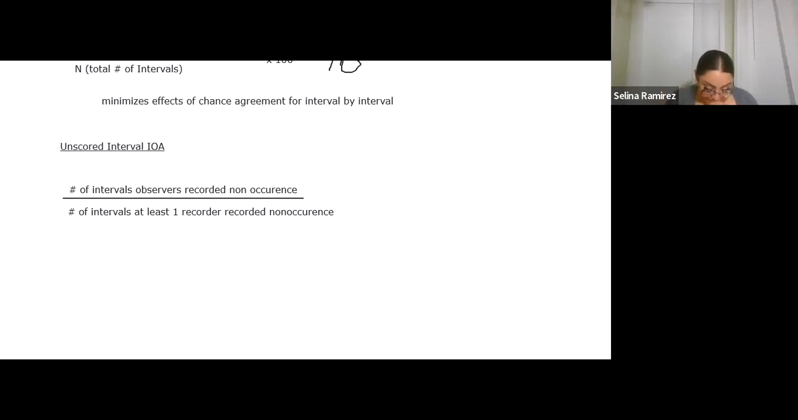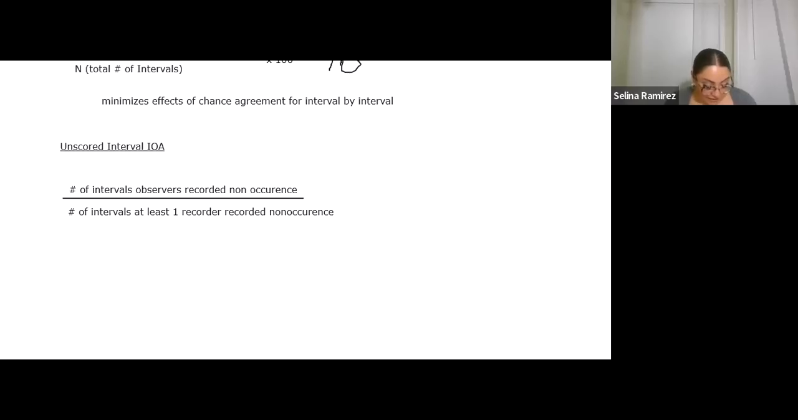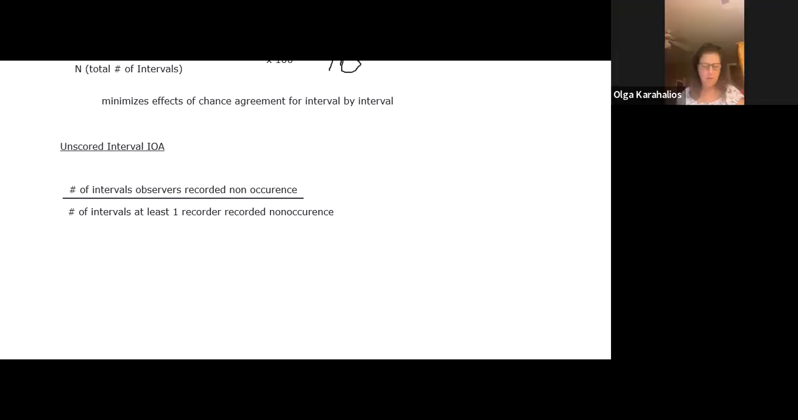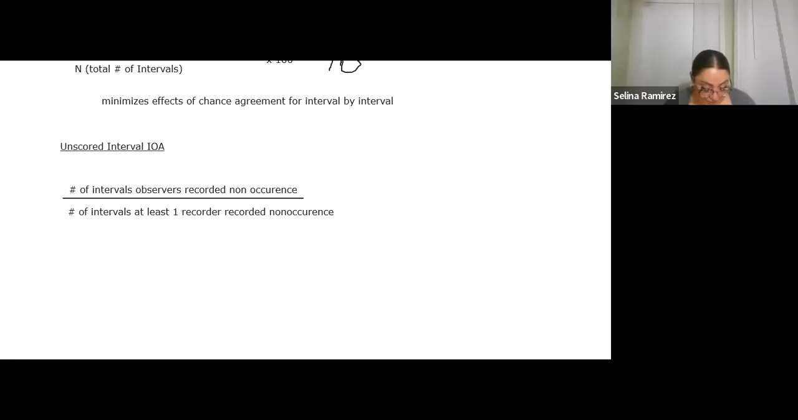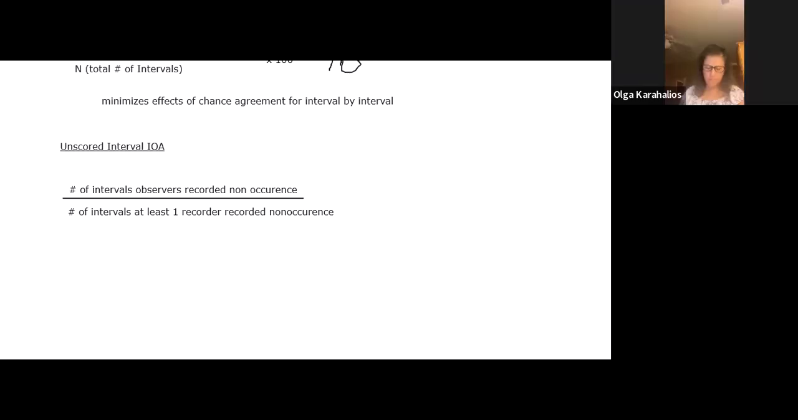So for interval 1, are we going to take that one? Yes, because observer 2 says 0. What about interval 2? No, they both say they saw it. Interval 3? No, they both saw it. Interval 4? Yes, they both say they didn't see it, so we'll take that one. What about interval 5? No. Interval 6? No.